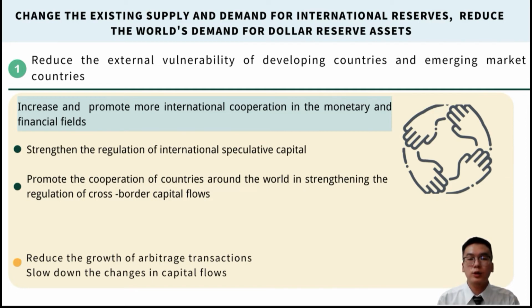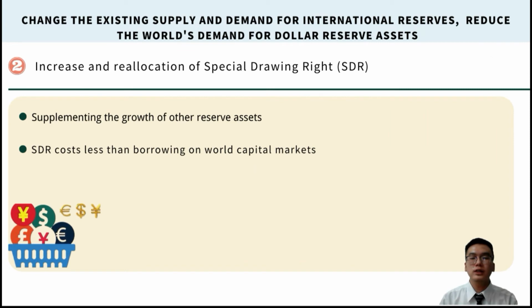The IMF also can promote cooperation of countries around the world in strengthening the regulation of cross-border capital flows in the process of financial market opening. When there is cooperative regulation, it will reduce the growth of arbitrage transactions and slow down the change in capital flow. In addition, increase the issuance of special drawing rights (SDR).